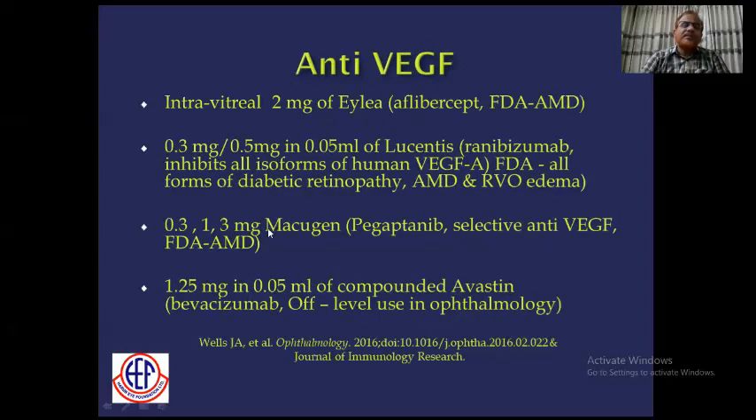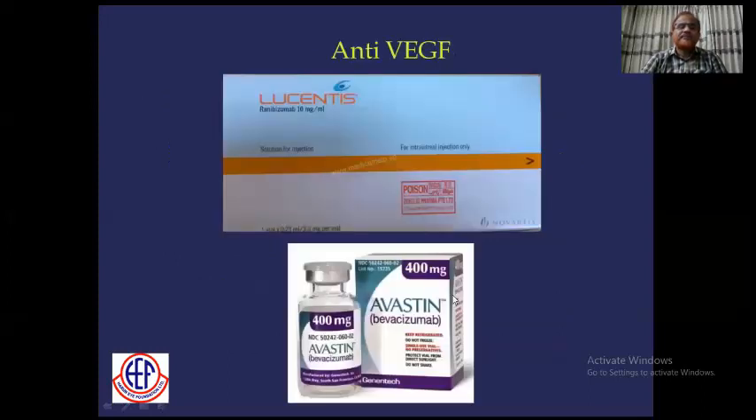There are different types of anti-VEGF that have been proved scientifically and studied, which are FDA approved, and this is the dose. Ranibizumab is the next group, and bevacizumab, Avastin, is widely used throughout the world, in a third world country like ours, but it is off-label use. It is not FDA approved. This is a bevacizumab vial, and this is the Lucentis, the ranibizumab vial.